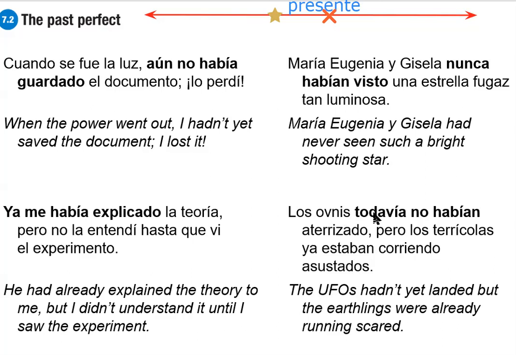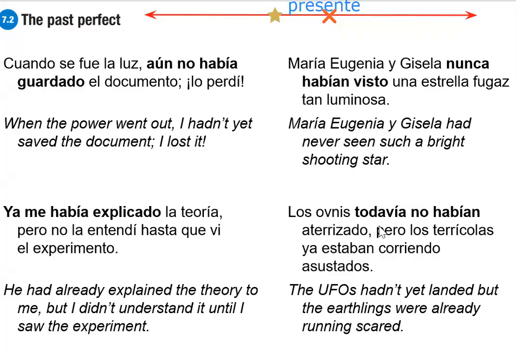All right, but anyway, the point of this is that this was happening. The Earthlings were already running scared. This is when the Earthlings are running scared right here. But what we're talking about is how they hadn't landed. At this point, when this happened, no point prior to that had anyone landed. The UFOs had not landed yet before this point of reference, which is when they were running scared. This was happening in the past. Anything before that, we're using that pluscuamperfecto to refer to it.